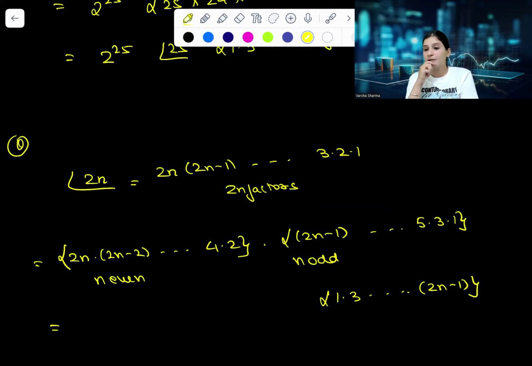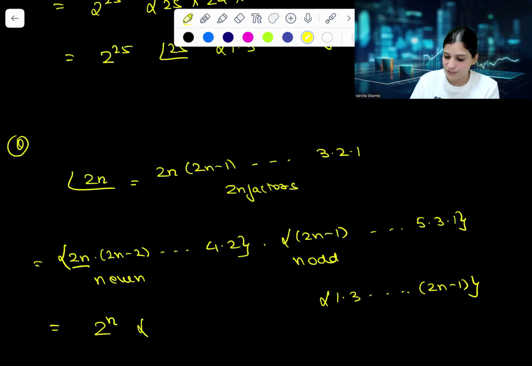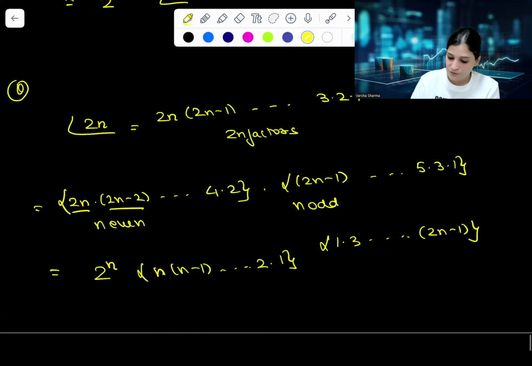So how many 2's will come outside? 2 power n. From here, 2 goes n. From here, 2 goes n minus 1. From 4, 2 goes 2. From 2, 2 goes 1. So 2 to the power n, factorial n, into 1, 3, up to twice n minus 1.